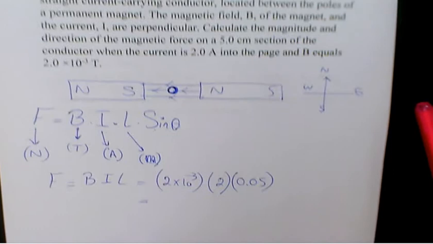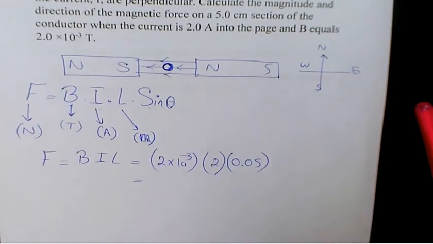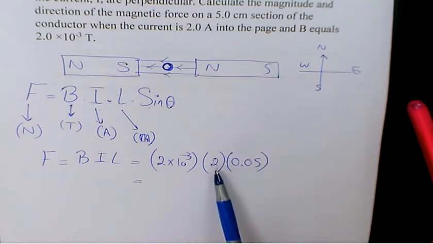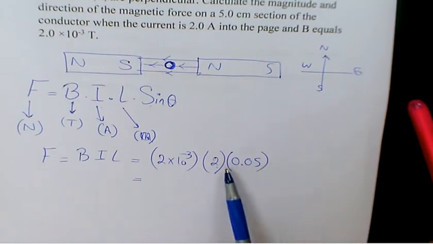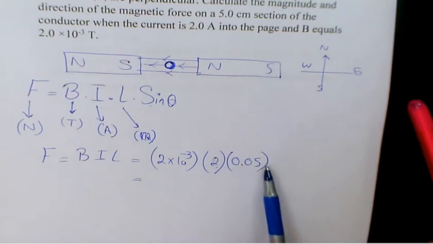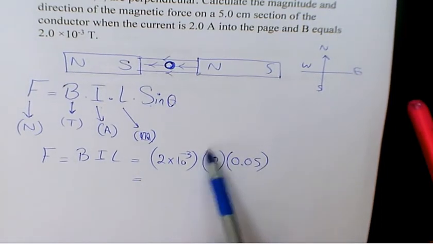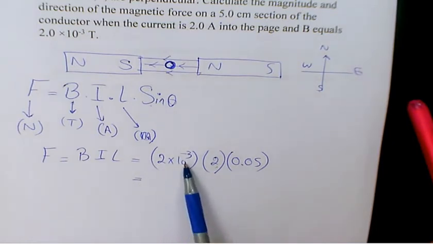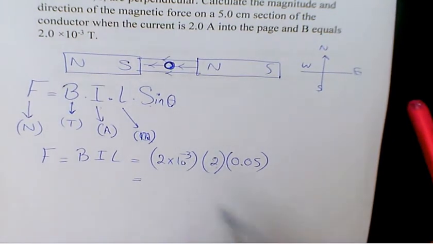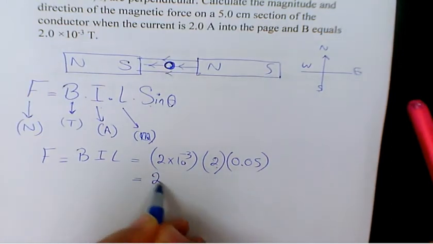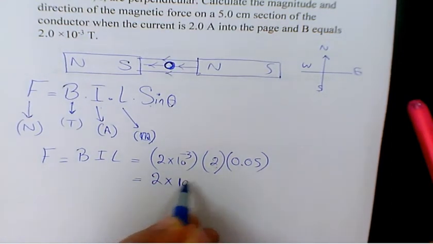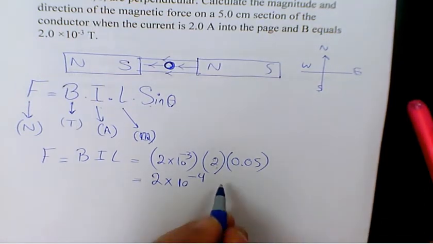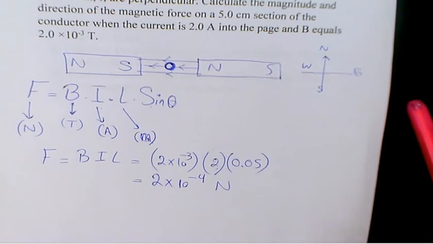Now let's calculate it without using the calculator. 2 times 0.05, first of all, 2 times 5 is 10. So 2 times 0.05 is going to be 0.1. The whole thing here is going to be 0.1. 0.1 times 2 is going to be 0.2 times 10 to the power of negative 3. But 0.2 I need to change it to 2. So it's going to be 2 times 10 to the power of negative 4. That's how we do it. And the unit is Newton.